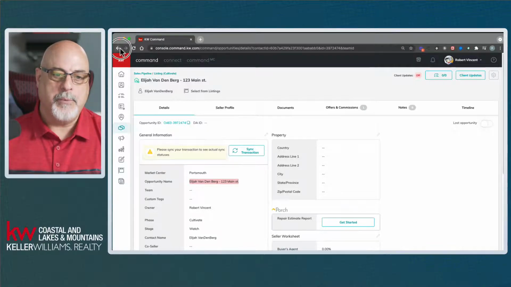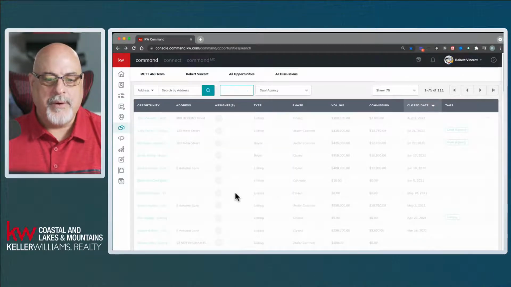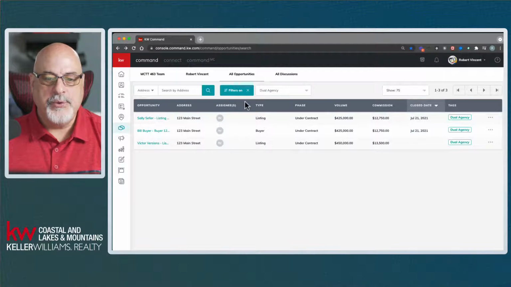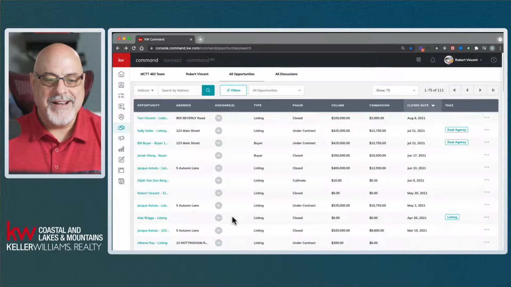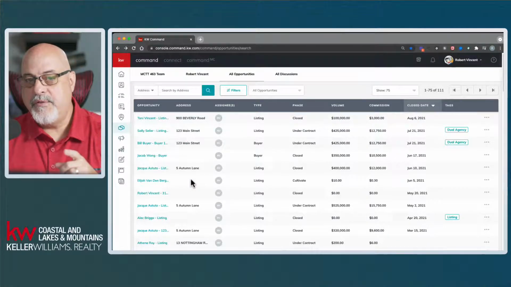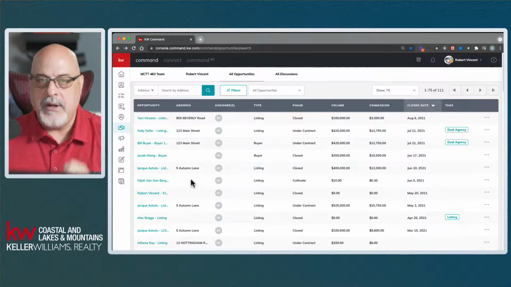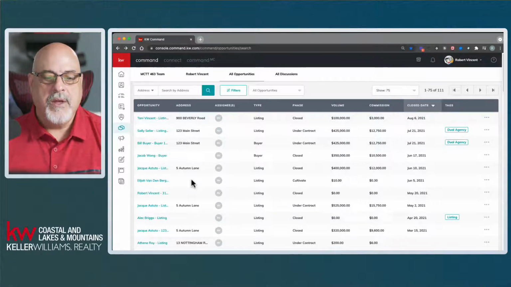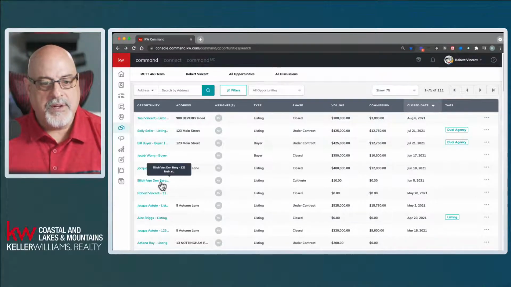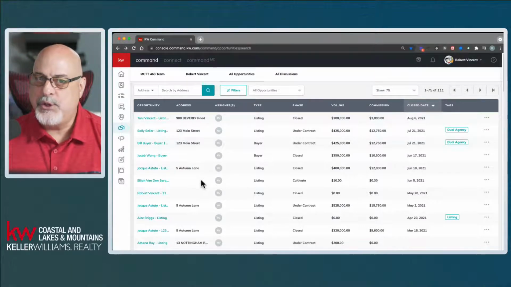Excellent. Let's go back a page. However, Elijah Vandenberg, the opportunity itself, does not have an address. This is a listing, and we know that by the listing type, but there is no address here. Why is there no address in this address field? Especially for those of you who are using the address as the primary tool or the primary key for how you think of a transaction. Well, if you think about it, yes, there's an address in the name, but there's no actual address.